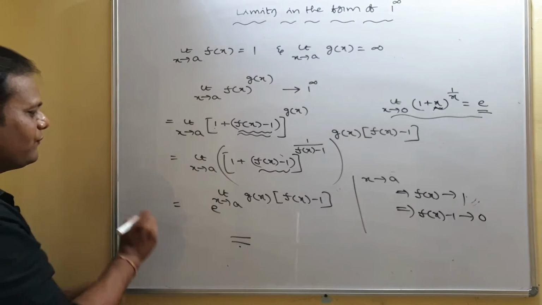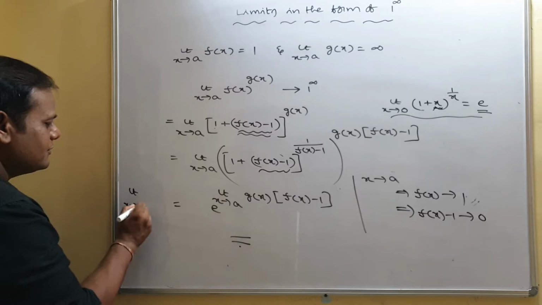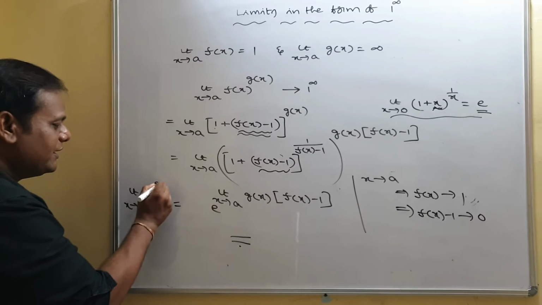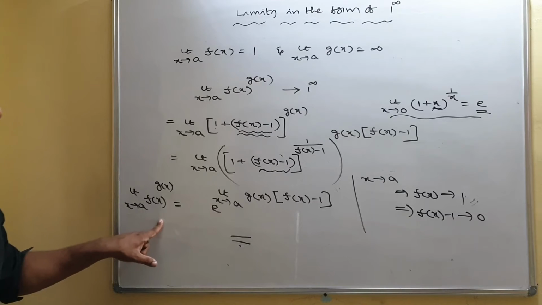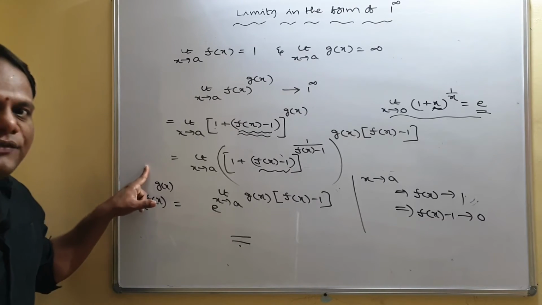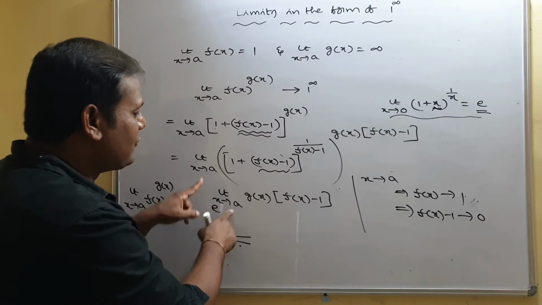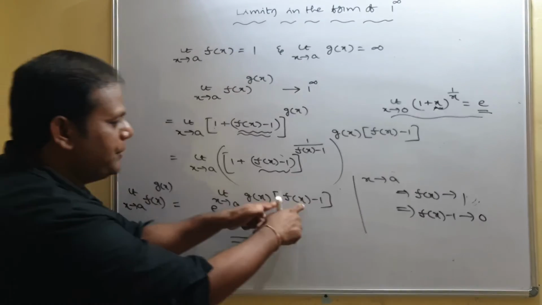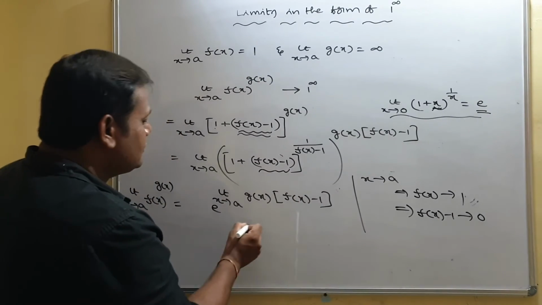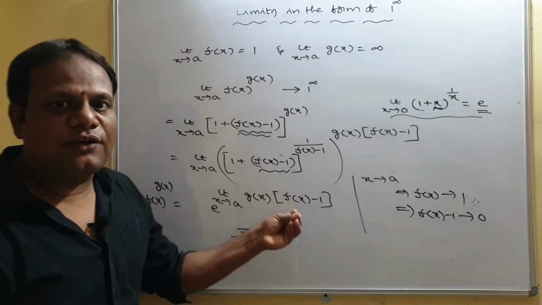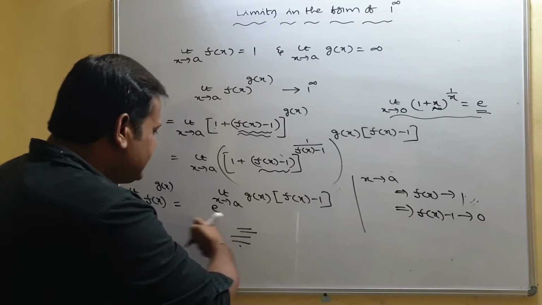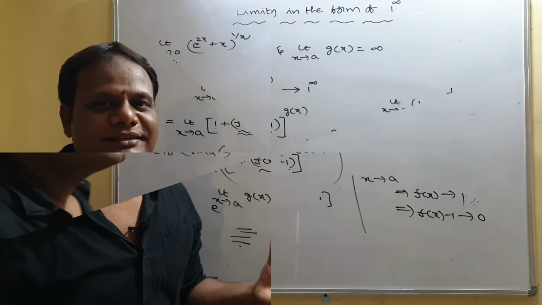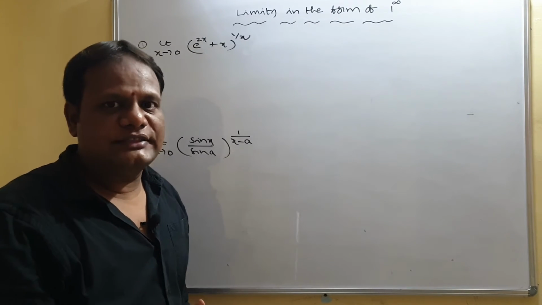So this is the formula to find a limit which is in the form of 1 power infinity. Limit x tends to a f of x power g of x is equal to e power limit x tends to a of the power into base minus 1. So if any limit takes the form 1 power infinity, we directly apply this formula and easily we can give the answer. Now we go through a few examples.